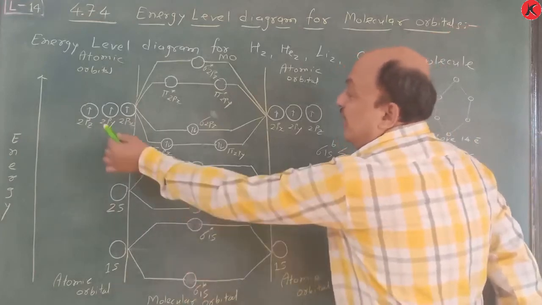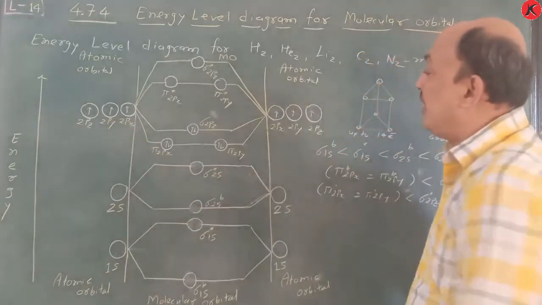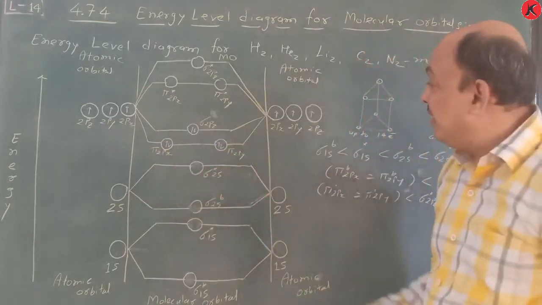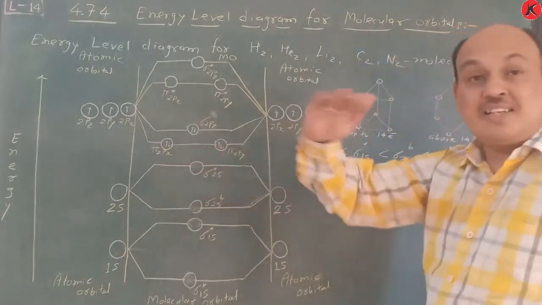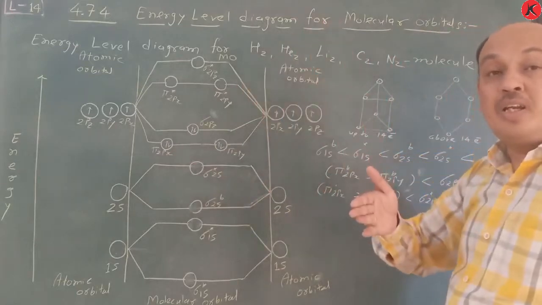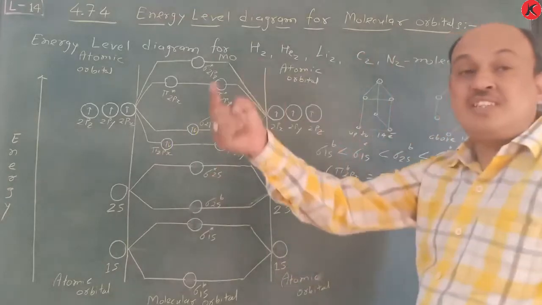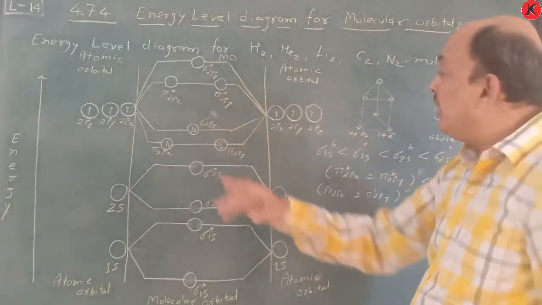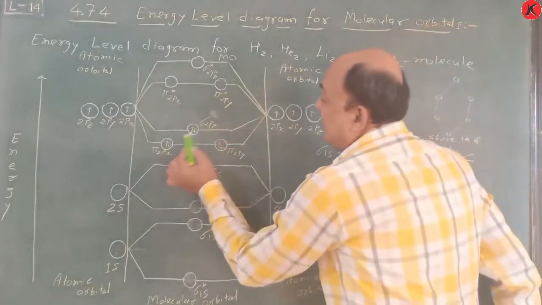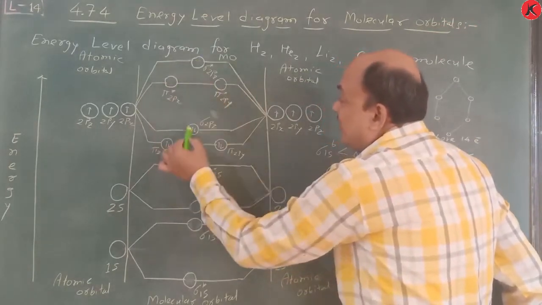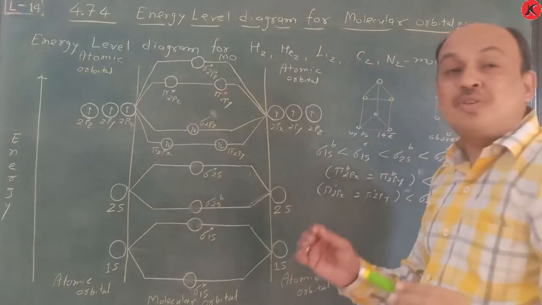Just you see, in 2px, 2py and 2pz orbitals, pi 2px and pi 2py have the same energy, because they are perpendicular to the internuclear axis. Okay, but this 2pz orbital is parallel to the internuclear axis, the z axis, and that's why we have to put it here. Okay, so remember this one. Therefore, our aim is to remember.